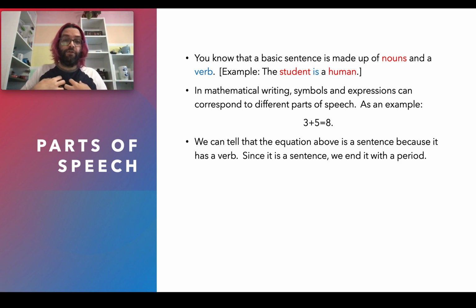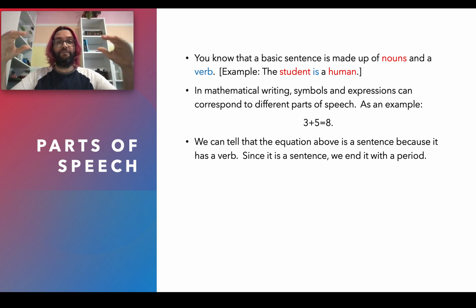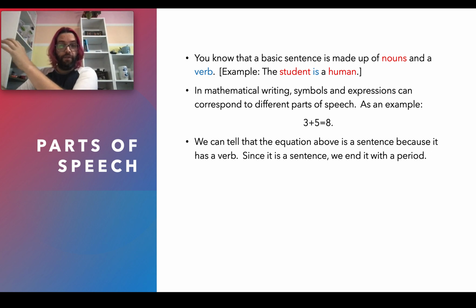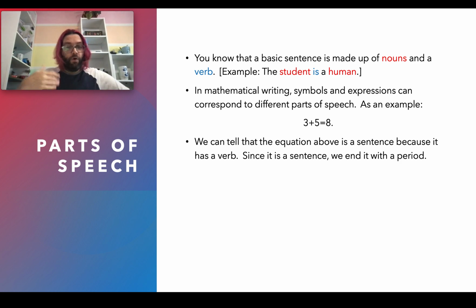Equals is a lot like the English verb is. So when we say 3 plus 5 equals 8, that sentence feels grammatically a lot like the sentence up above, the student is a human. You're saying the student is equal to a human, and similarly below, you've got 3 plus 5 equals 8, okay? I know that this is a little bit weird, but writing 3 plus 5 equals 8 is a complete sentence in English. In fact, when we say it out loud, it even sounds like a sentence. 3 plus 5 equals 8, period. Since it's a sentence, we end it with a period.